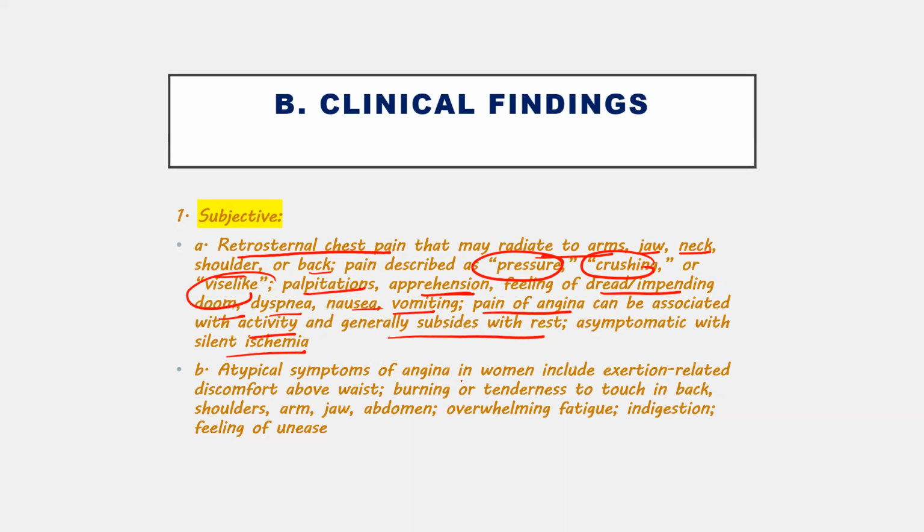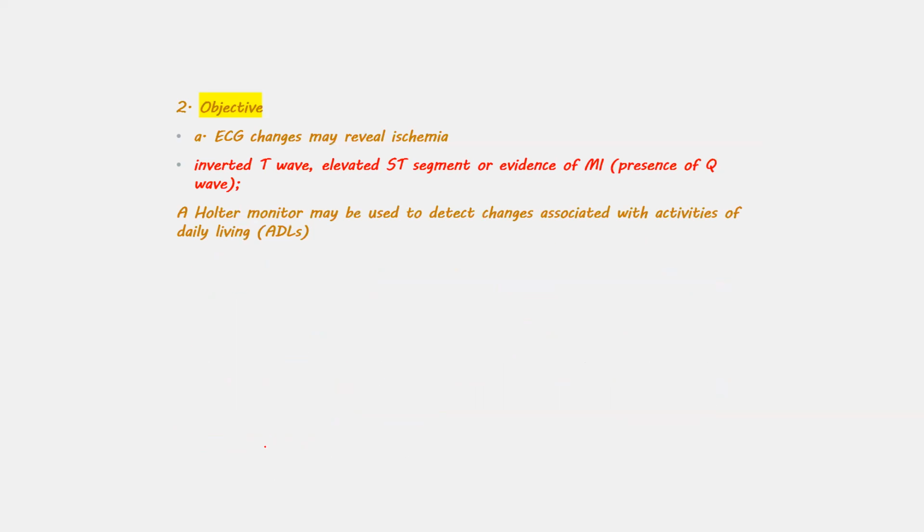Atypical symptoms of angina in women include exertion. So in women having atypical symptoms, the symptom will be exertion-related discomfort above the waist, burning or tenderness to touch in the back, shoulder, arm, jaw, abdomen, overwhelming fatigue, indigestion, and a feeling of unease. All these can be the symptoms reported by a patient having angina.